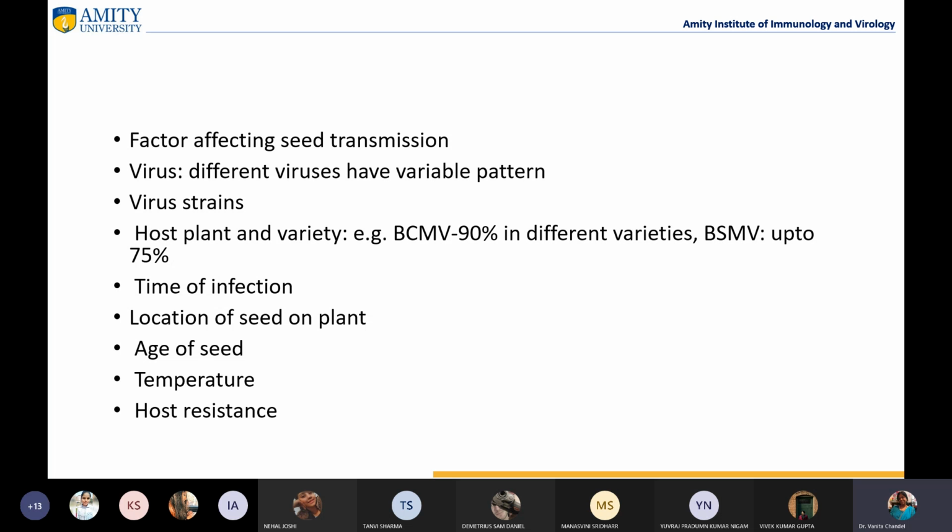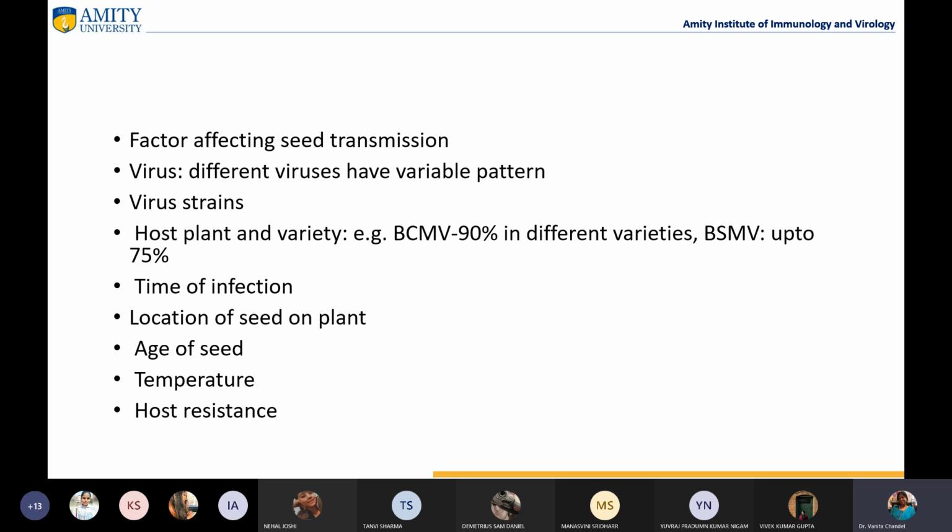When we talked about the factors which affect the seed transmission, we talked about the age of the seed and the temperatures also, because these are the different factors. When we talk about the pathogens infecting plants, there are particular times in which the pathogens are more active, like in the younger plants, because the younger plants are more prone to the infection.